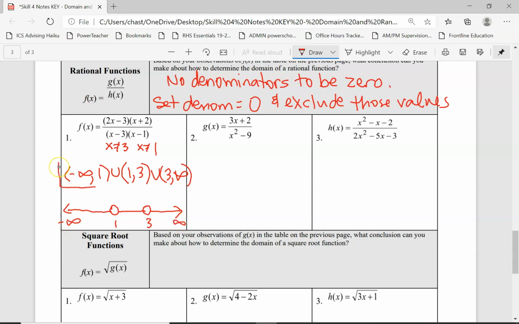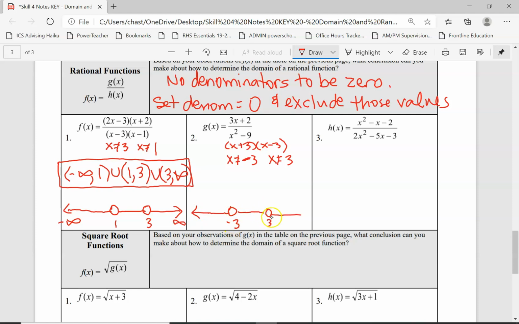So the domain is going to be written with these three intervals. Okay. For the second function, we need to factor x squared minus 9 as x plus 3, x minus 3. So that means x cannot equal negative 3, and x cannot equal 3. So when I think of my number line for this, at negative 3 and at 3, I will have open circles because we're not defined in those places.